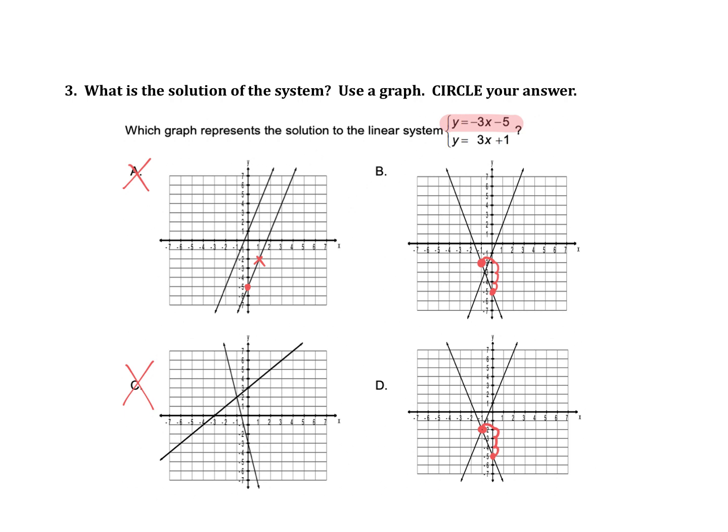Okay, so let's look at our second line here. Our second line is y equals 3x plus 1, so that means I'm going to start at positive 1 on the y-axis, and letter B does not do that, so letter B is not our answer, and letter D starts at 1 on the y-intercept and has a slope of 3, so we know letter D is our option.